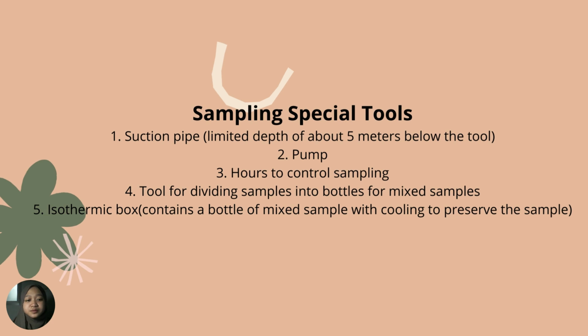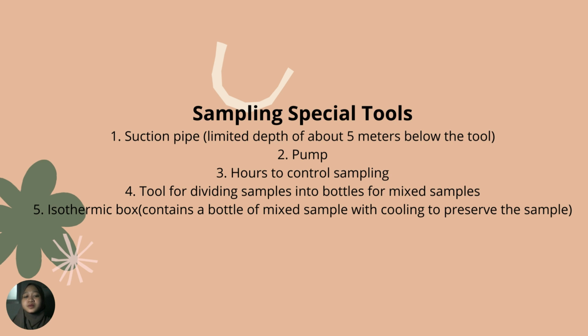Sampling special tools. First, a suction pipe for a limited depth of about 5 meters below the tool to take a sample. The working concept is the same as a volume pipette, which takes a solution using a suction ball. The sample taken is also not on the surface because the material on the surface still contains other components, so the sample is taken from a depth of 5 meters below the surface.